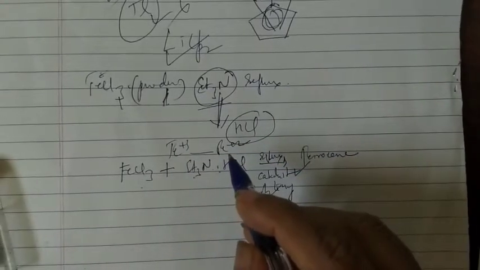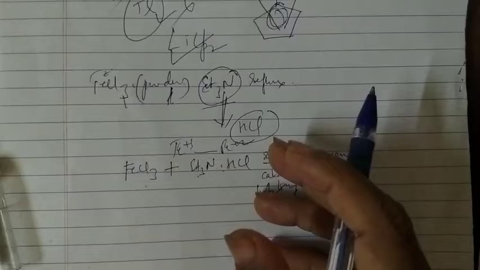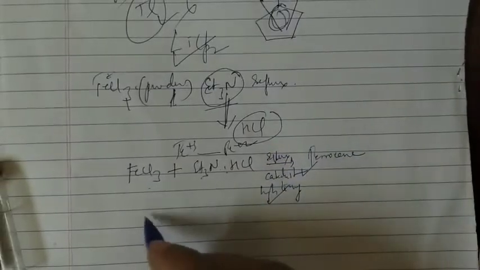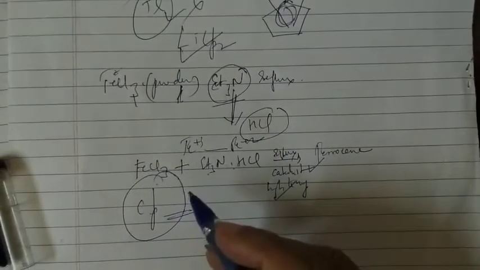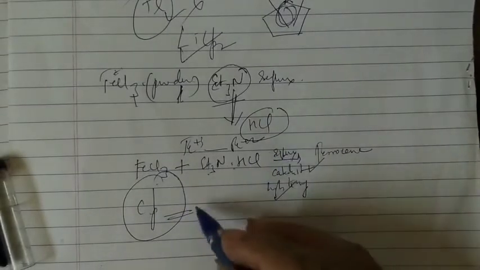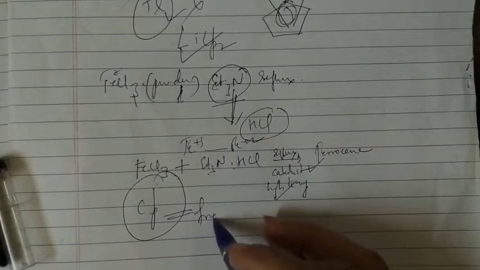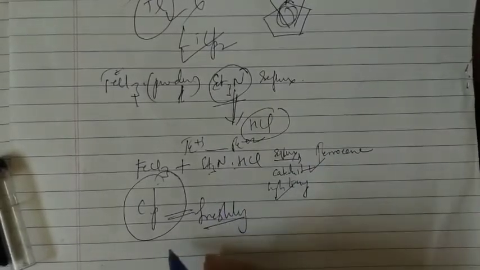So even the cracking process is possible for cyclopentadiene preparation. So how is this cyclopentadiene prepared? Actually, while going for this synthesis, it is prepared freshly. Okay, cyclopentadiene by cracking process.